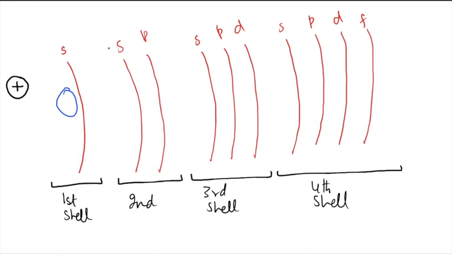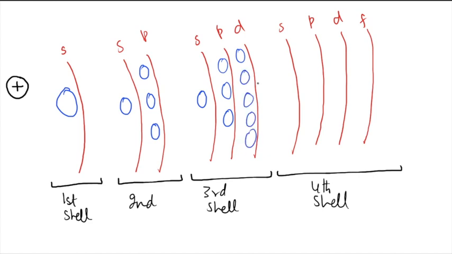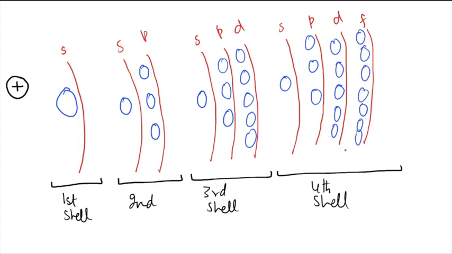In the second shell, how many subshells are present? S and P. S has only 1 orbital and P has 3 orbitals. In the third shell, S, P and D are present. S has 1 orbital, P has 3 rooms for the 6 electrons and D has 5 rooms for the 10 electrons. And similarly in the fourth one, P has 3, D has 5, F has 7.